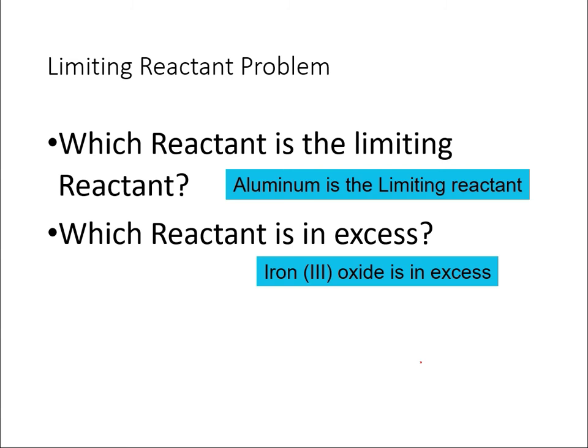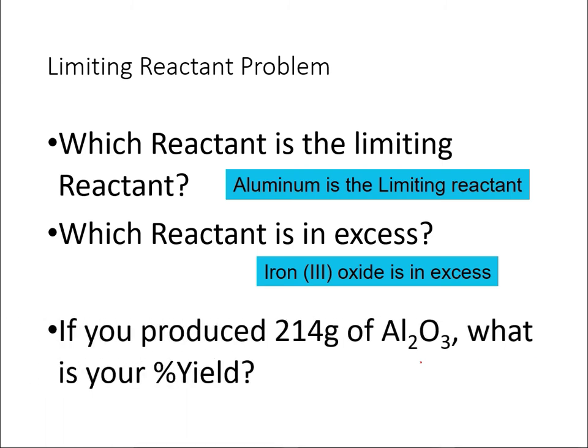Now, the last question actually comes back to a bit of a reality check with chemistry. Suppose I did this reaction. I took my 124 grams of aluminum and my 601 grams of iron oxide and reacted them together. And mix, stir, boom, a reaction takes place, but I only make 214 grams of aluminum oxide.